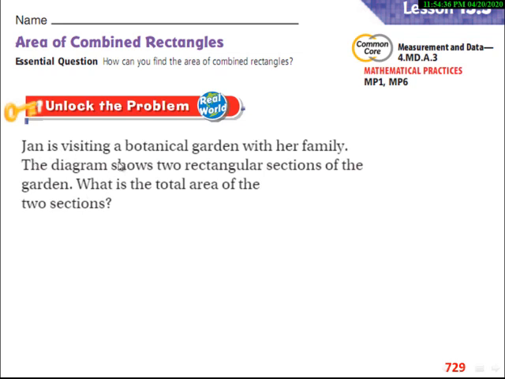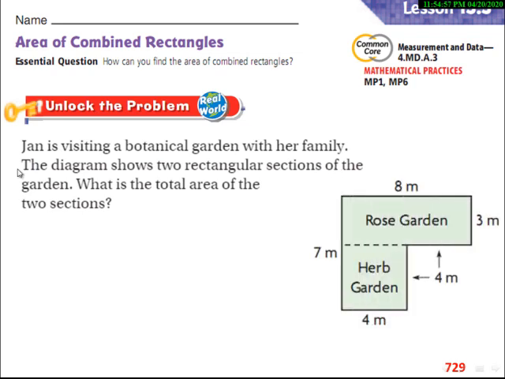Jen is visiting a botanical garden with her family. The diagram shows two rectangular sections of the garden. What is the total area of the two sections? As you see in the picture, this is the first section, which is called Rose Garden, and this is the second section, which is called Herb Garden. How can you find the total area?